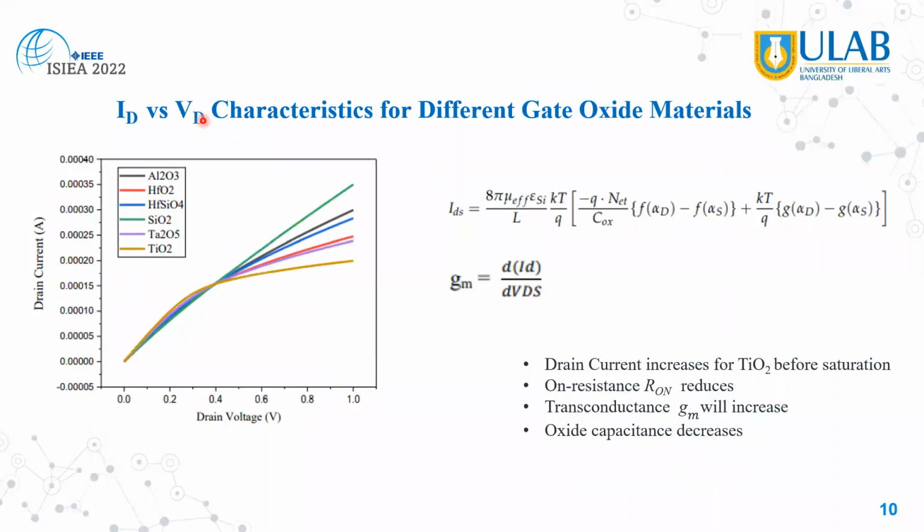Moving on, this is the ID-VD characteristics for different gate oxide materials. Here you can also see the drain current increases for titanium oxide before the saturation. As the drain current increases, the on resistance reduces here. Transconductance gm will increase here as well. The oxide capacitance decreases here. From the equation we can find out that as the drain current increases, the oxide capacitance decreases.